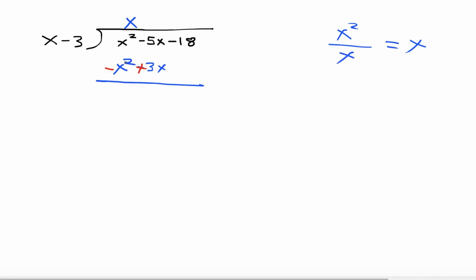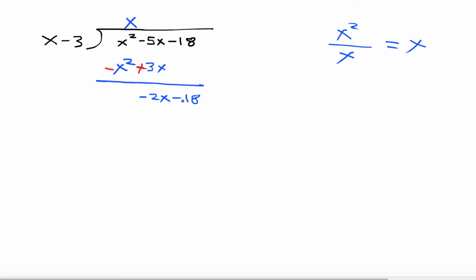By doing so, notice what happens. This x squared minus x squared cancels out, and then this -5x plus 2x gives us -2x here. Then we'll bring down the next term here, the -18, and then we'll just repeat this.